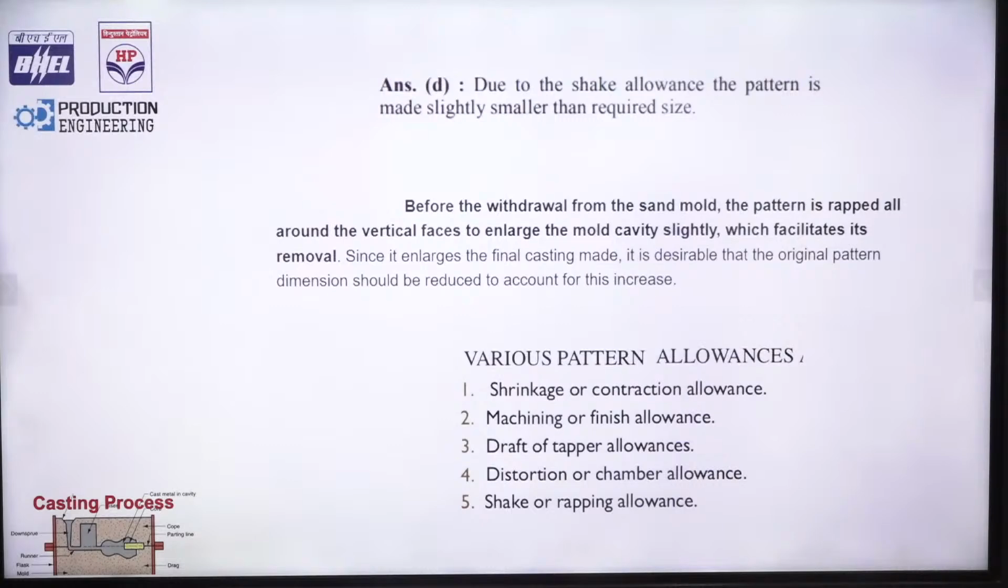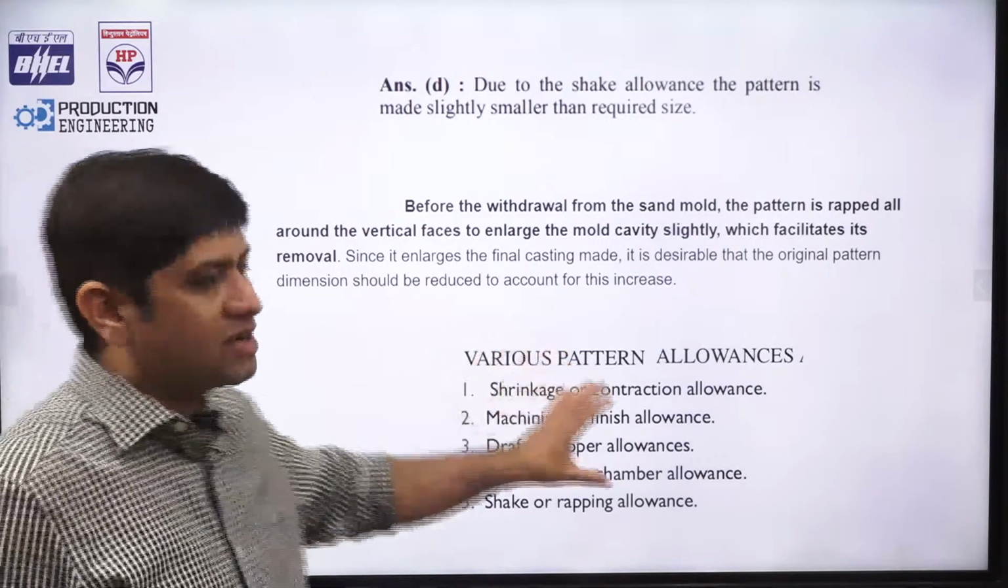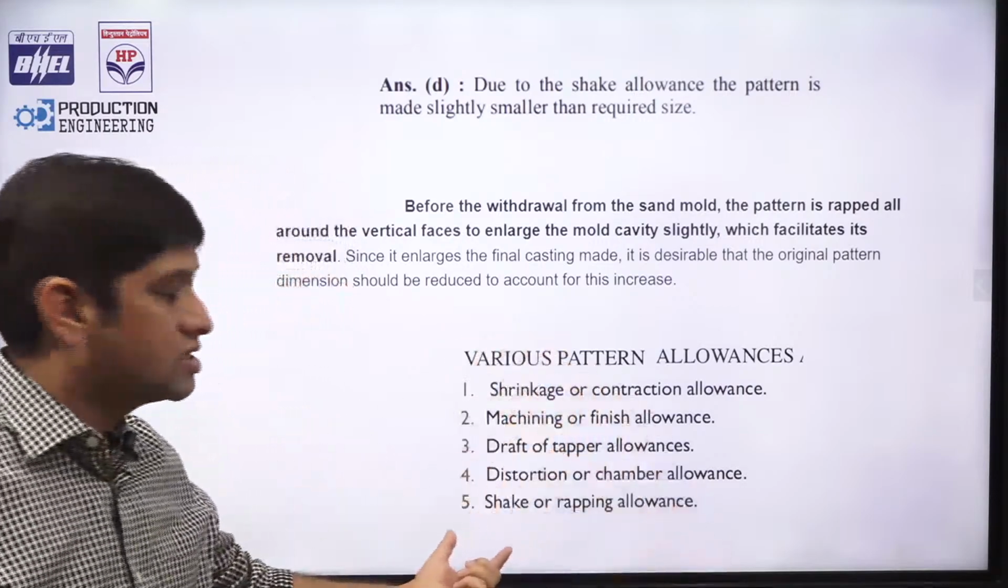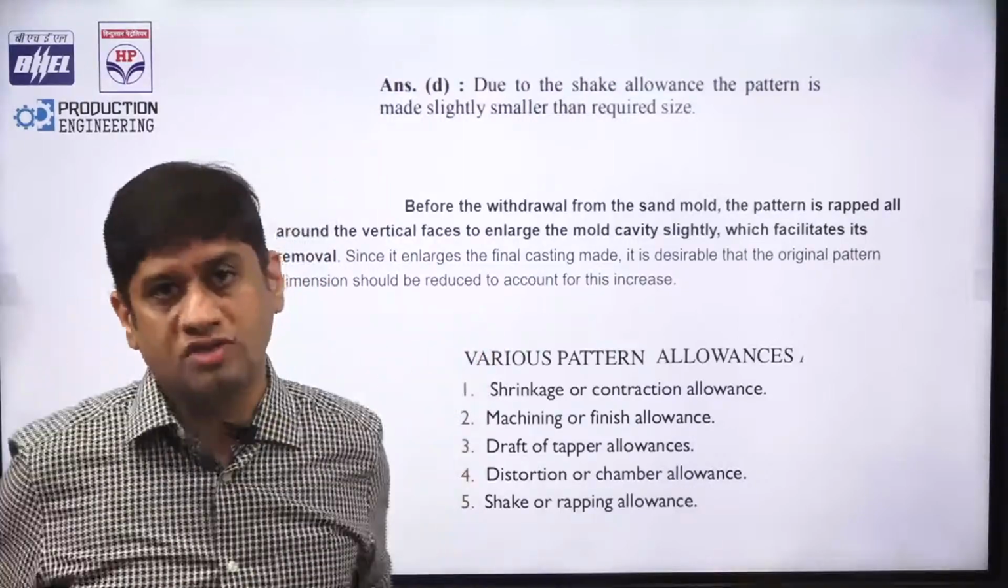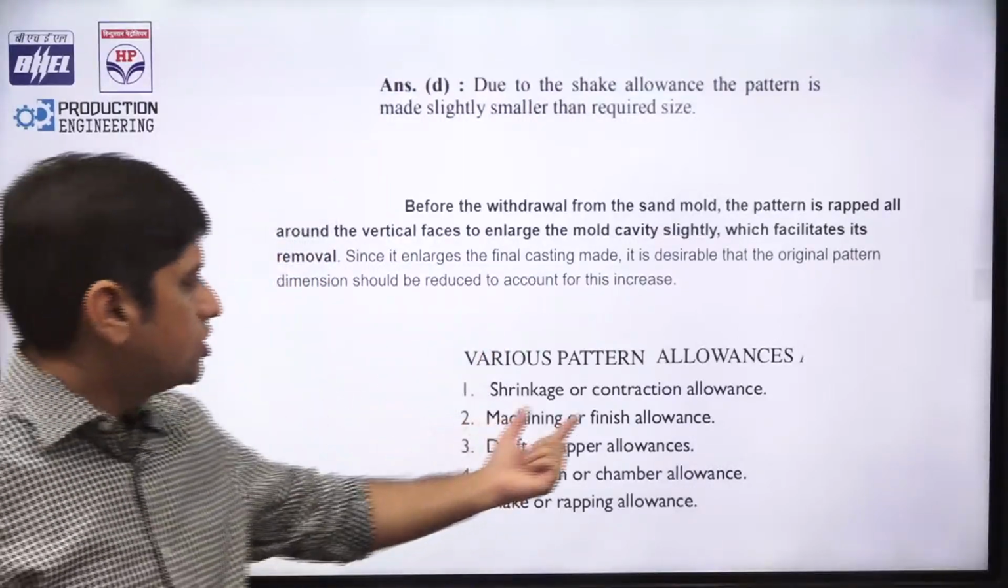So due to shake allowance, the pattern is made slightly smaller than the required size. Because before the withdrawal from the sand mold, the pattern is rapped all around the vertical faces to enlarge the mold cavity slightly, which helps its removal. So because the casting size is going to get larger, the pattern should be made of smaller size. We know there are different kinds of pattern allowances. These are shrinkage allowances: liquid to liquid, liquid to solid shrinkage allowance is there. And then there's a solid to solid shrinkage allowance.